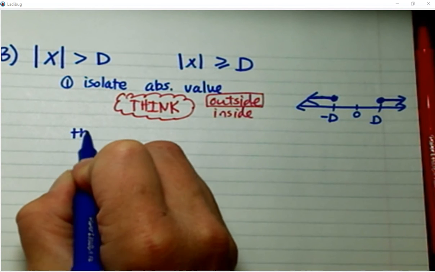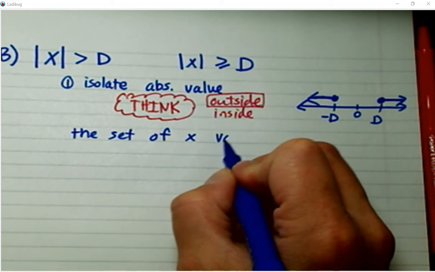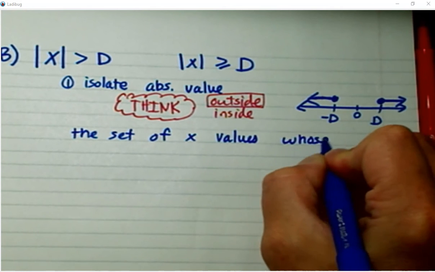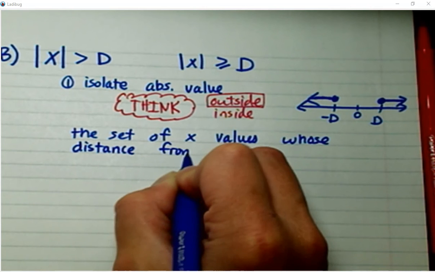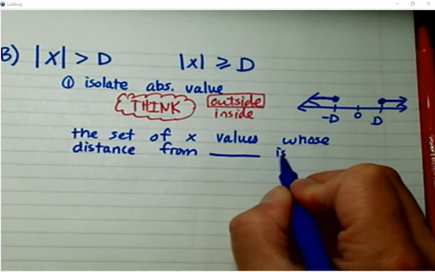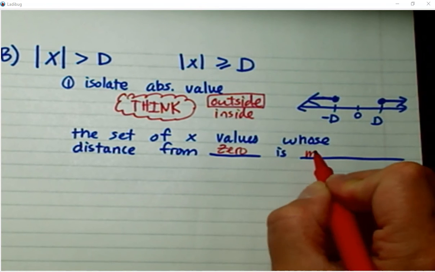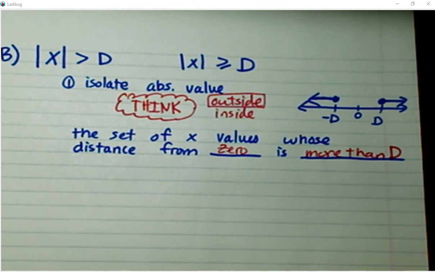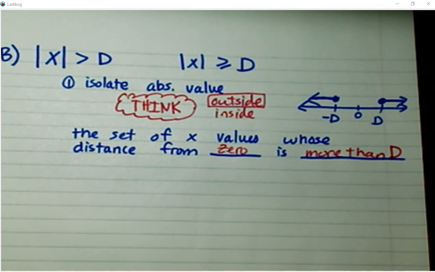Okay, so the set of x values, so I'm just interpreting, whose distance from 0 is more than D, more than. So you have to travel more than the endpoint. You have to get to the endpoint and keep going. More than.